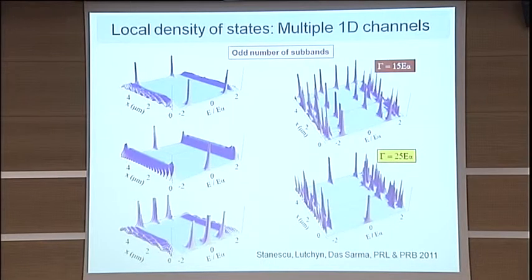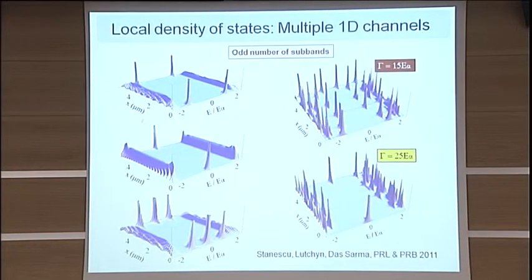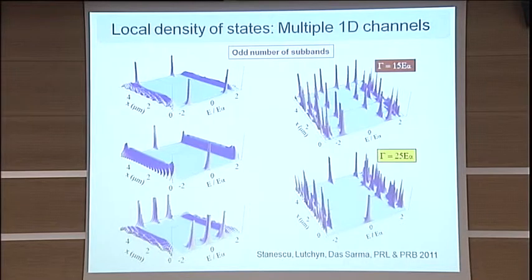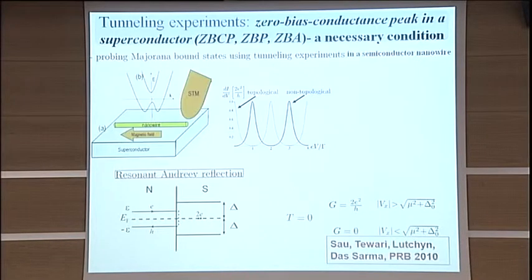You may ask, what happens when many subbands are occupied in a 1D wire? This is 1 subband occupied, 2 subbands occupied, spin polarized subbands. With 2 subbands occupied, you will not have a Majorana. With 3, you will have a Majorana. So it just alternates. You need an odd number of spin polarized subbands occupied, and then you'll have a Majorana. With an even number, you will not have a Majorana. So all these things shake out exactly as they should.